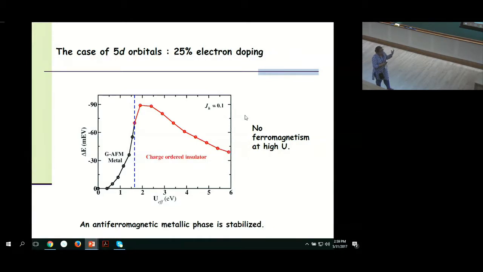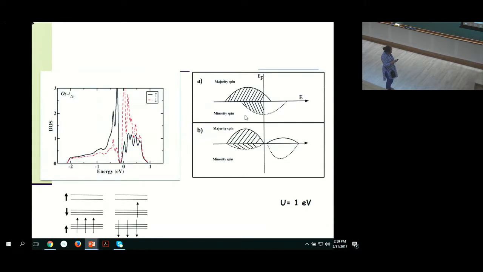We took the multiband Hubbard model, which we set up for this case, and introduced 25% electron doping, and examined the phase diagram as a function of U. And what we find is that for small values of U, we indeed have an antiferromagnetic metallic phase stabilized, and for larger values, the doped electron gets localized, and what we seem to have is a charge-ordered insulator. And unlike what we have in the one-band picture, we don't have a ferromagnetic state at a high value of U in this case.